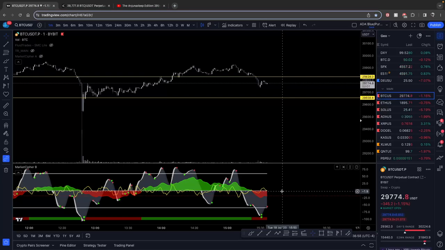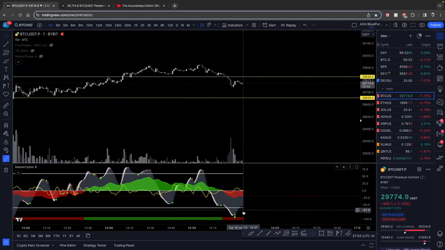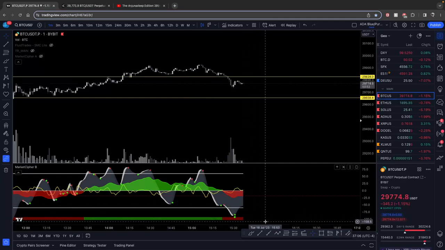Being on the 1 minute is beneficial because it moves quick, and you can see and watch what happens. Look, the red dot's gone. I said that at the beginning of the minute.